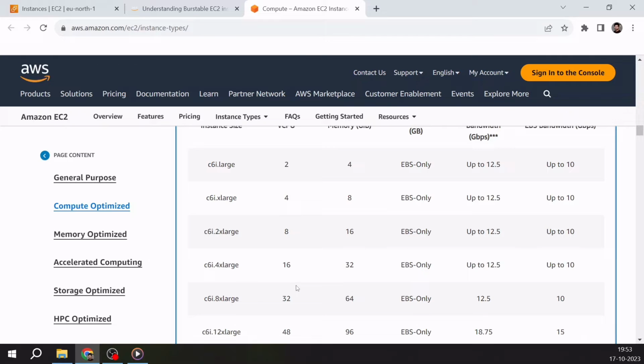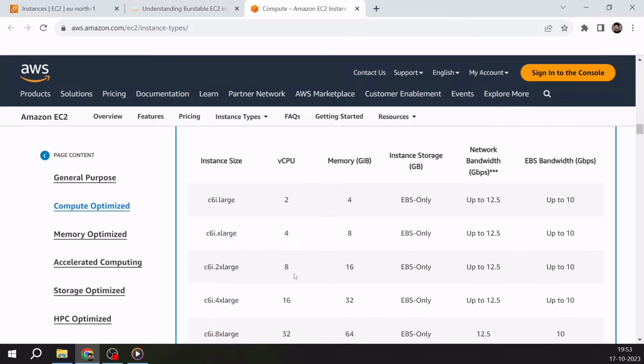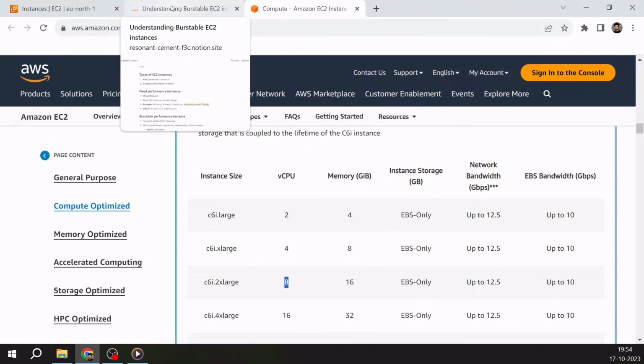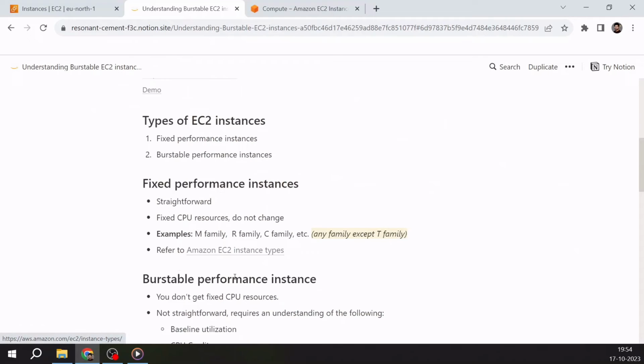I mean, if you create an EC2 instance, you know the vCPU, then you know that you can take your instance to maybe 100% CPU utilization, because you have that entire vCPU. Okay, so that is a fixed performance EC2 instance, but that is not the case with burstable EC2 instances. You cannot take your instance to 100% utilization. I will come to that; that's where the difference comes. So these are straightforward, as normal computers or normal EC2 instances are. They have fixed CPU resources, and they don't change.